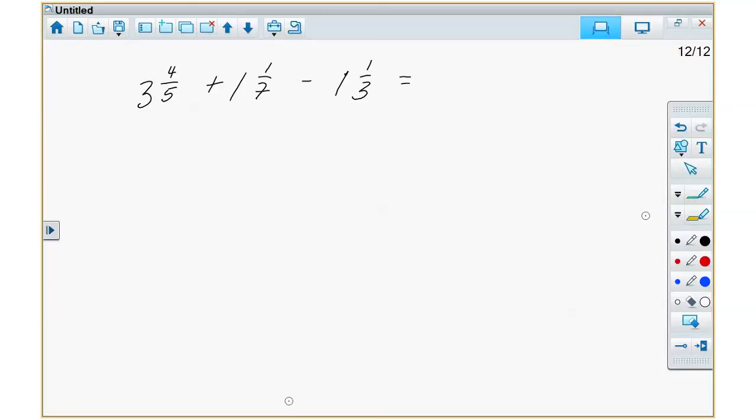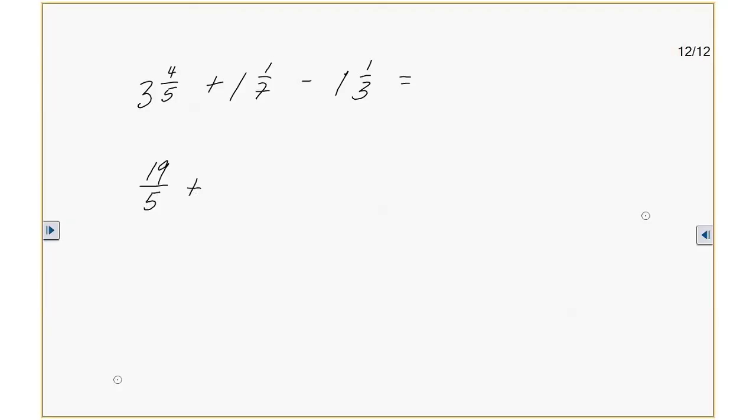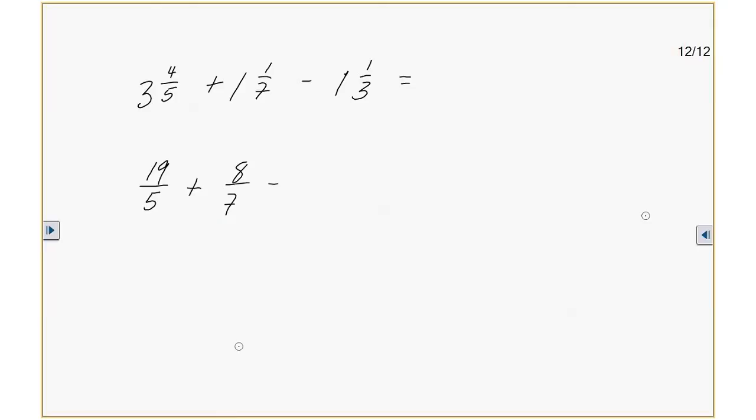Well, I tried to do it and I couldn't get in. I told you this was wrong. Plus 3 times 5, plus 4, 19 over 5. 7 times 1, plus 1. 3 times 1, plus 1.